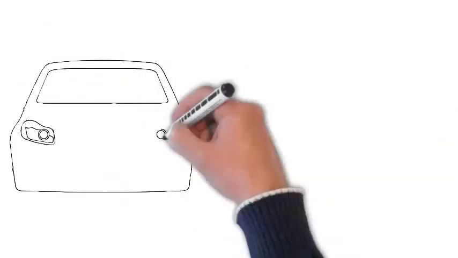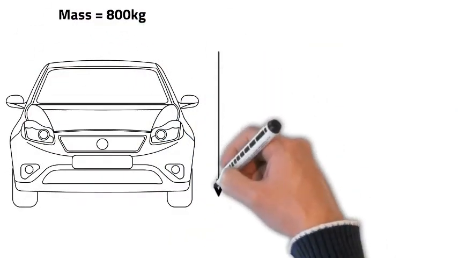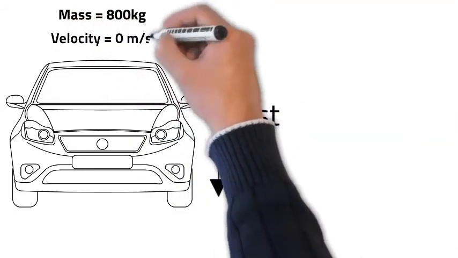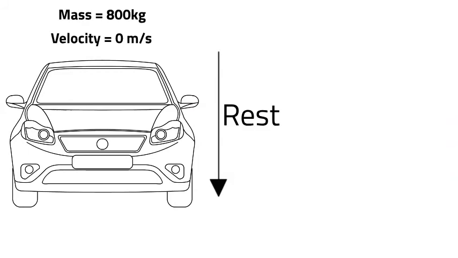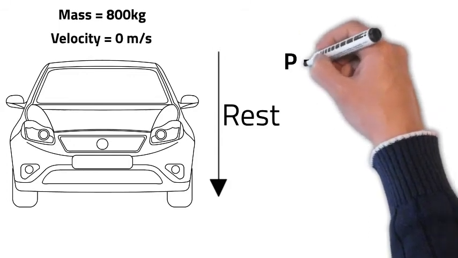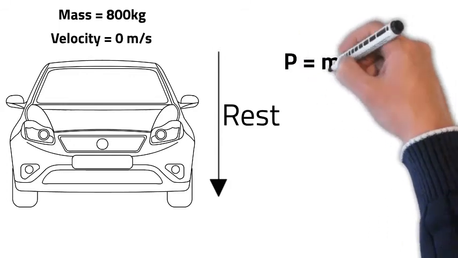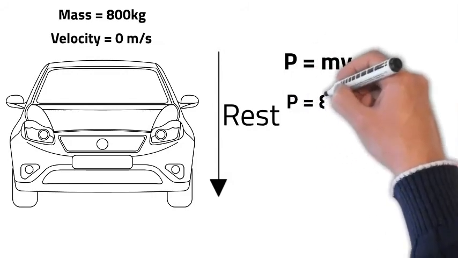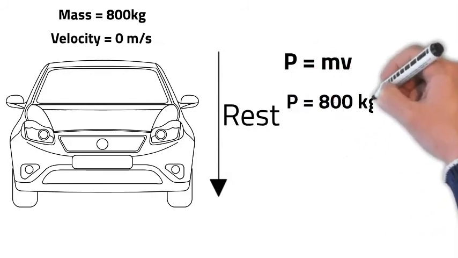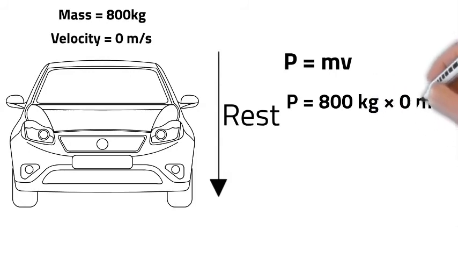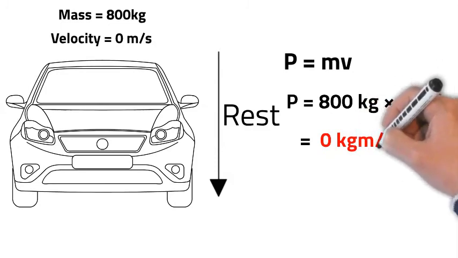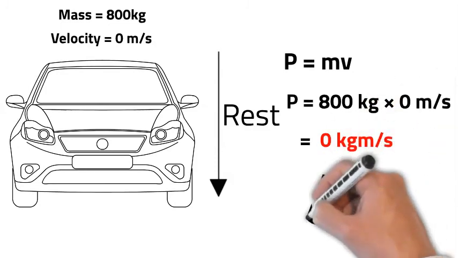Assume a car of mass 800 kg is at rest. Here, velocity of the body is 0 m/s. Since the body is at rest, we know momentum is equal to mass m into velocity v. Here, P is equal to 800 kg multiplied by 0 m/s. Hence, P is equal to 0. From this, we can understand that momentum is 0 if the body is at rest.